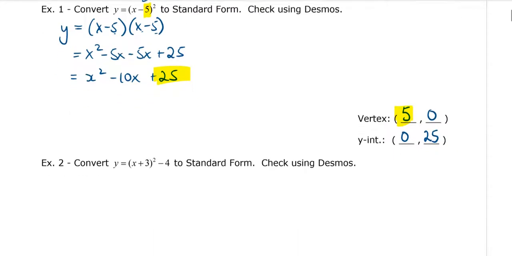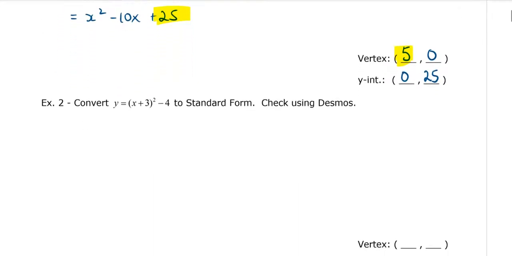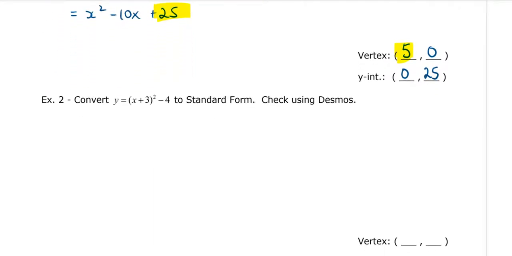Okay, so let's look at another one. Convert this. This is vertex form. It's not factored form. It's vertex form. Because if it was factored form, everything would be multiplied. All the brackets would be multiplied. This other term at the end would be multiplied, but it's not. There's a minus sign there. It's vertex form. It can be written as y equals a times x minus h squared plus k.